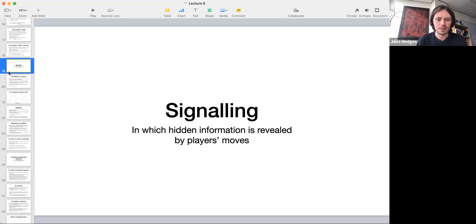There's an important concept in Bayesian games called signaling, which is where information which is hidden by the game becomes revealed, or in some cases partially revealed by the moves that players make. That is to say, information which the rules of the game do not reveal, but are revealed after Bayesian updating given the strategies.